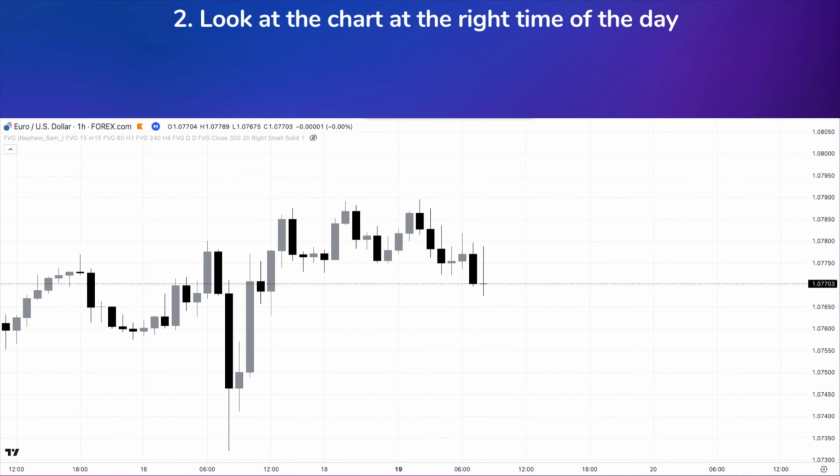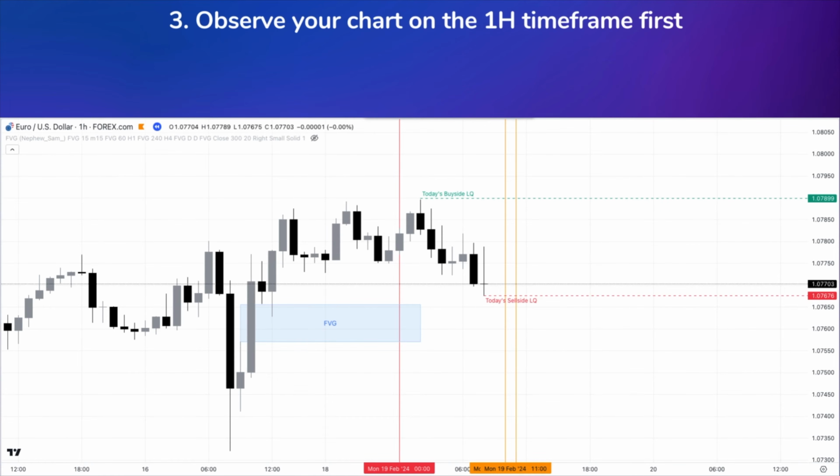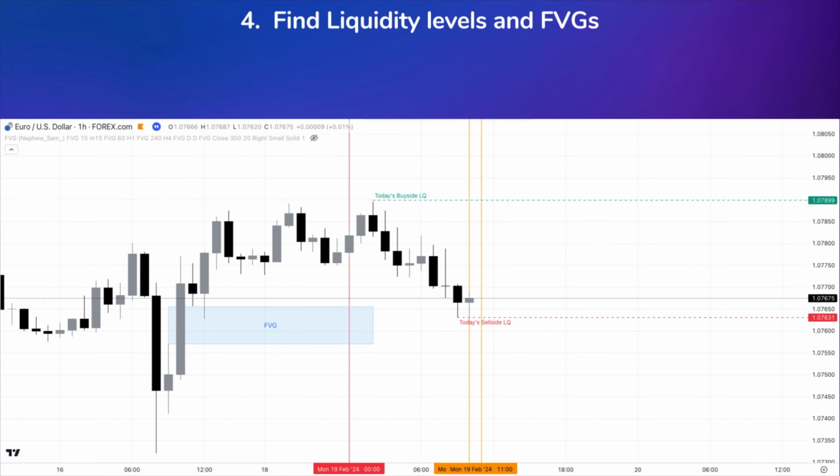Step number 2, we're going to look at the chart at the right time of the day, which in our case is going to be before 10 a.m. New York local time. Now we have here all the remarks on the 1 hour time frame because we always sign them up first on the 1 hour time frame. And we have here our buy side liquidity, sell side liquidity, and our fair value gap that formed the day before. So finding our liquidity levels and our fair value gap levels is a check.